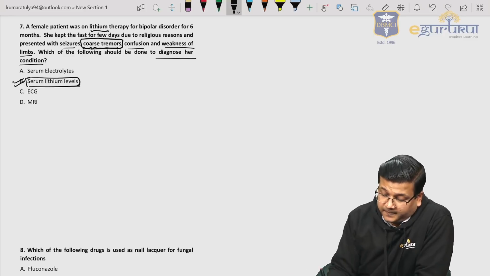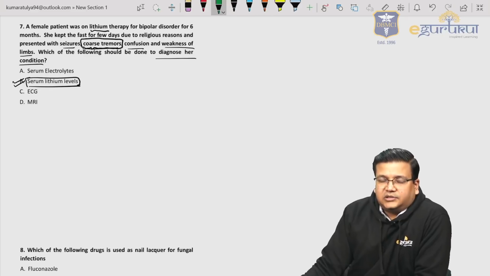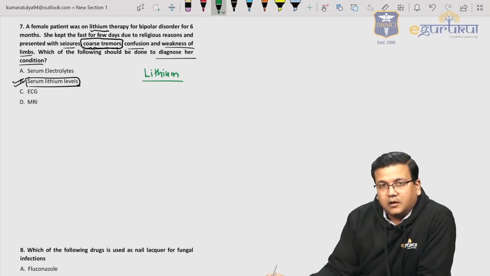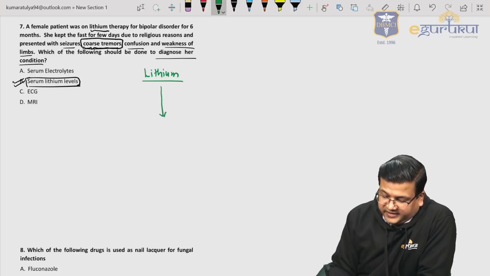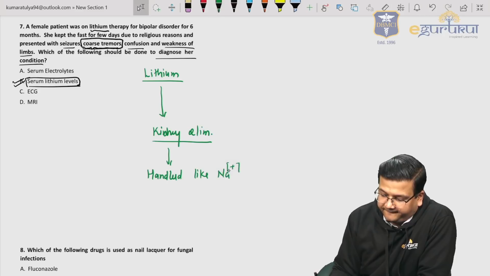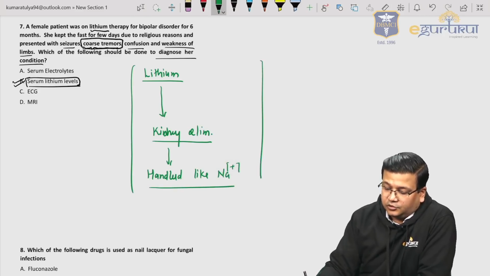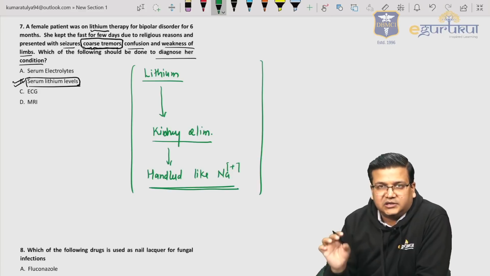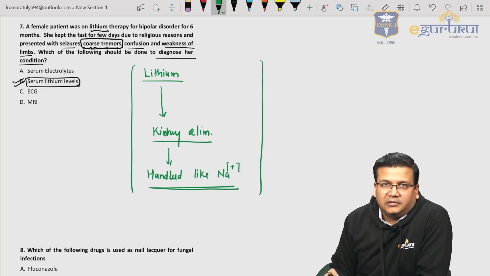Now why is that so? This is pretty common, and there are several case reports available for this. Patient is on lithium therapy. Now it is very simple. Lithium is excreted unchanged by the kidney. It has renal elimination. So 3 points: lithium goes out of the body unchanged in urine, and the kidney is going to handle lithium like sodium. Both are positively charged small cations. So this is how the kidney handles lithium like sodium.